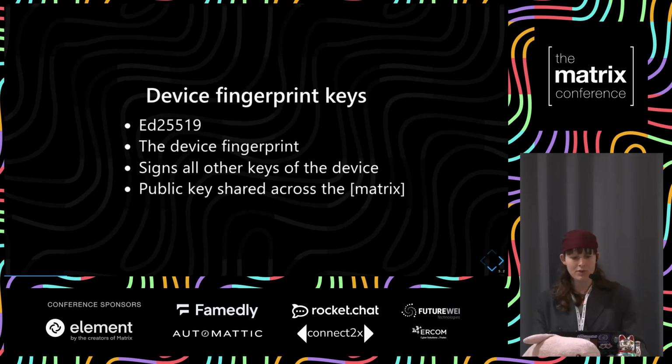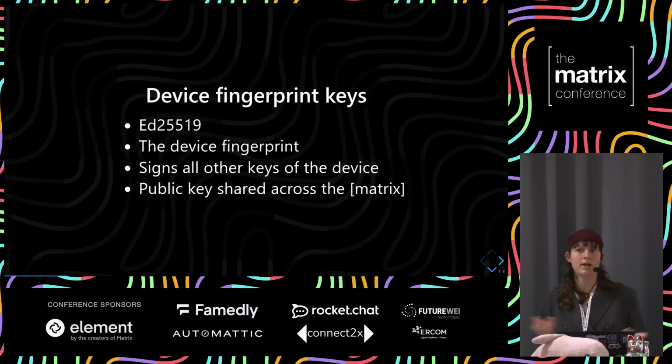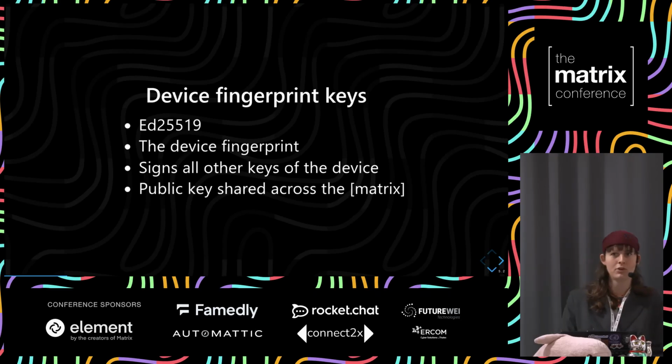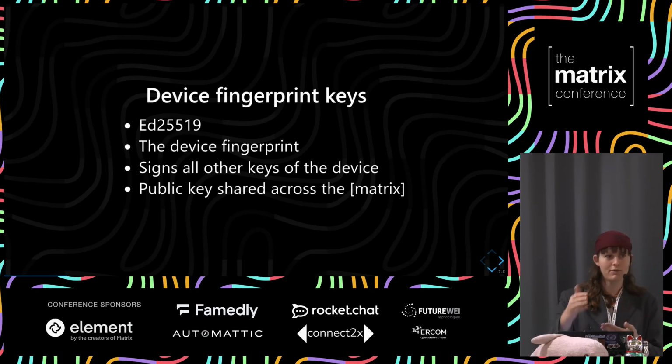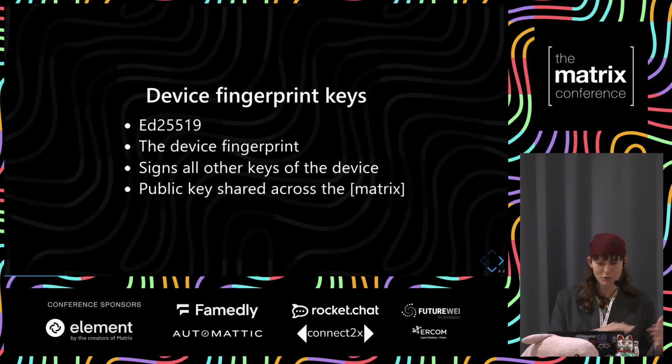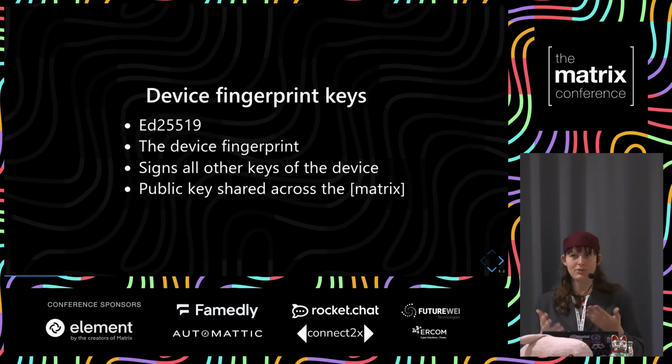First key is the device fingerprint key. That's basically the fingerprint identifying a device, and it signs all the other keys for a device, and it's publicly shared across Matrix. If you go to the participants list in a room, you usually have a fingerprint of devices, and you can see, okay, this user has 25 devices or 45 if they work at Element for long enough, and they have a certain fingerprint you can check. That's the device fingerprint key.